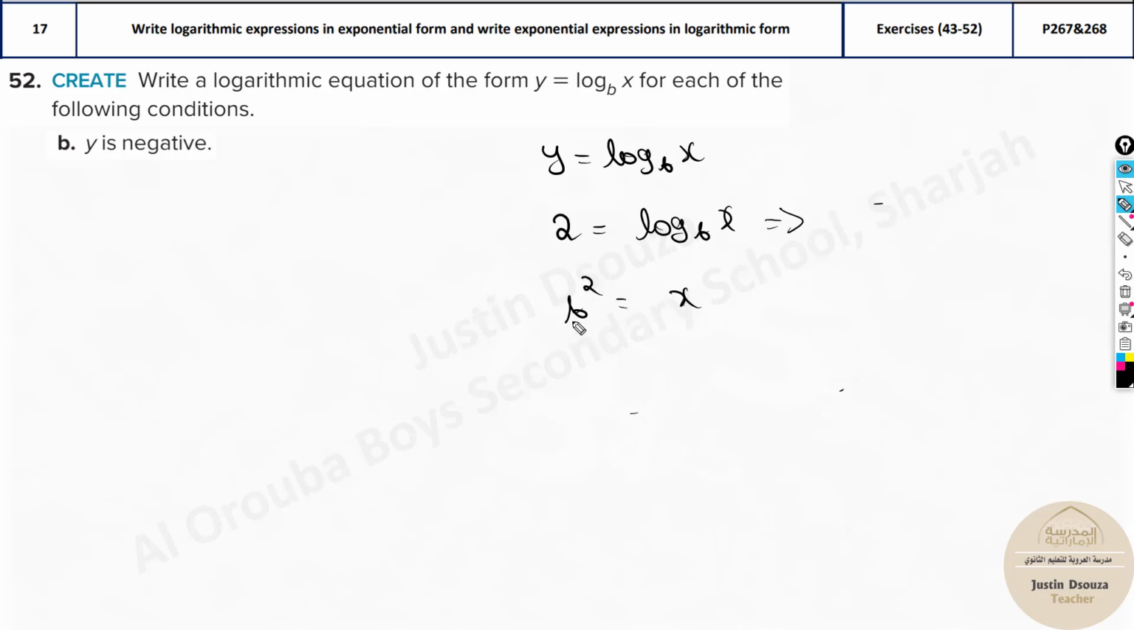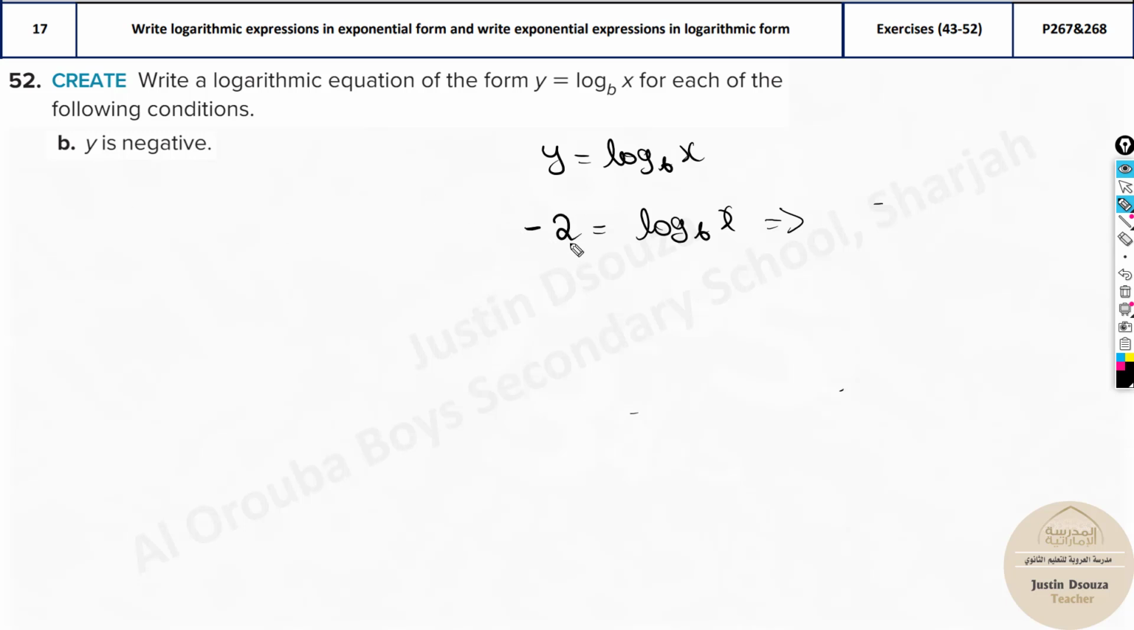Now, I think we will just assume the value for b as 2 as well. So 2 to the power 2 is x. That is 4 equals x. Let's substitute back in this equation. Oh, I'm so sorry. I forgot to take it as negative. It is mentioned here, minus.